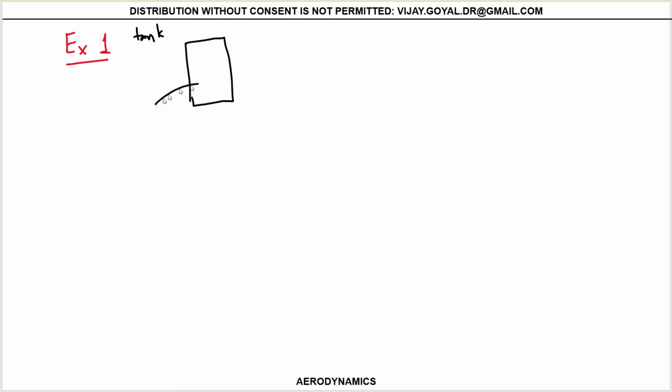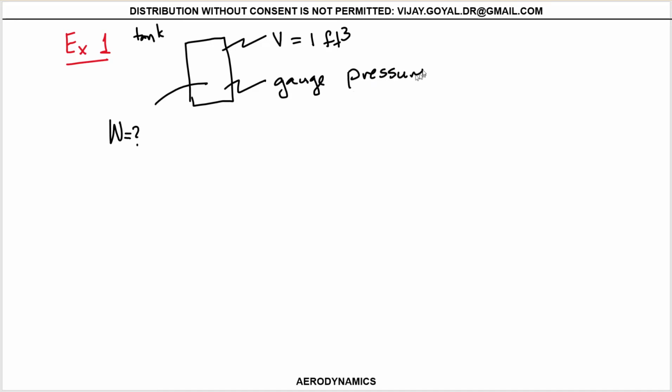The tank, we want to know what is the total weight of the tank. This is what we would like to know. What is known in the problem is that the total volume is 1 feet cube. The gauge pressure is 50 psi. The temperature inside the tank is 70 Fahrenheit.